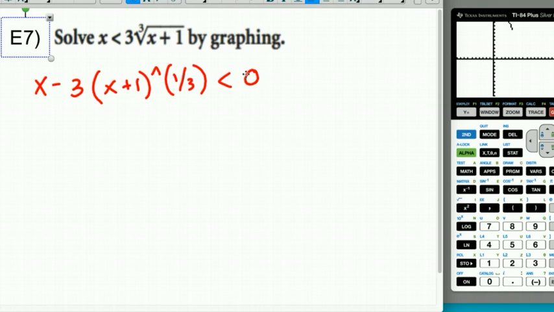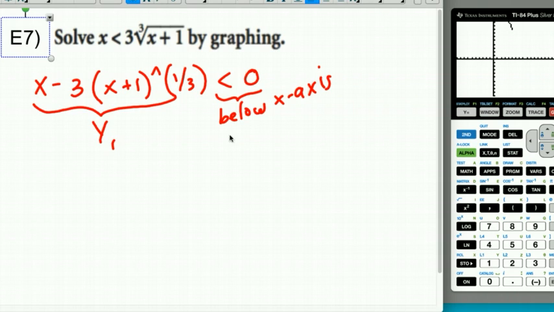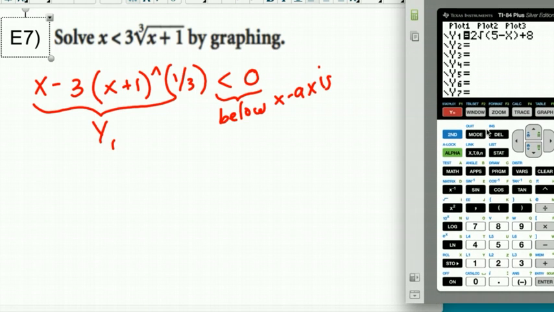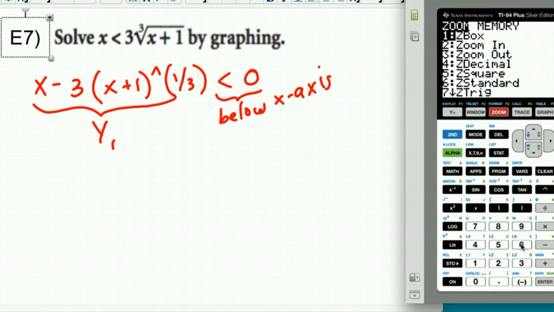And I want when this is less than 0, so that tells me I want when this thing is below the x-axis, right? So what I'm going to do is put y1 in as this crazy mess, and I'm looking for where this thing is below the x-axis. So let's go ahead and go to my y1. I'm going to do x minus 3, and then in parentheses, x plus 1 to the 1/3. And again, you could use the cube root button if you want in your calculator. I'm personally not a big fan. So I'm going to go ahead and zoom 6 and we'll see what happens.